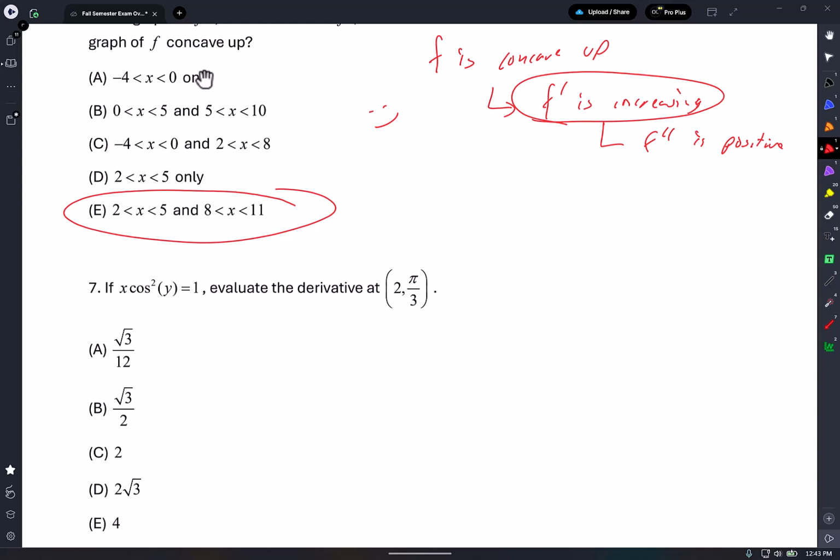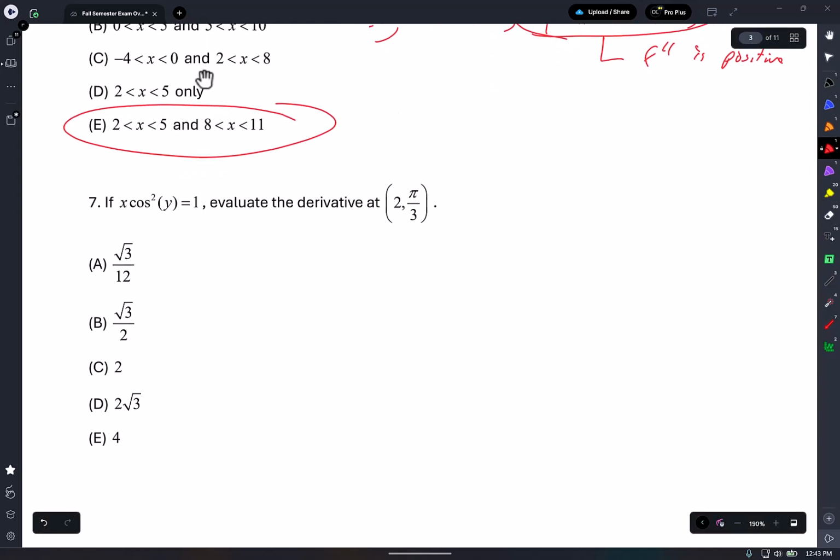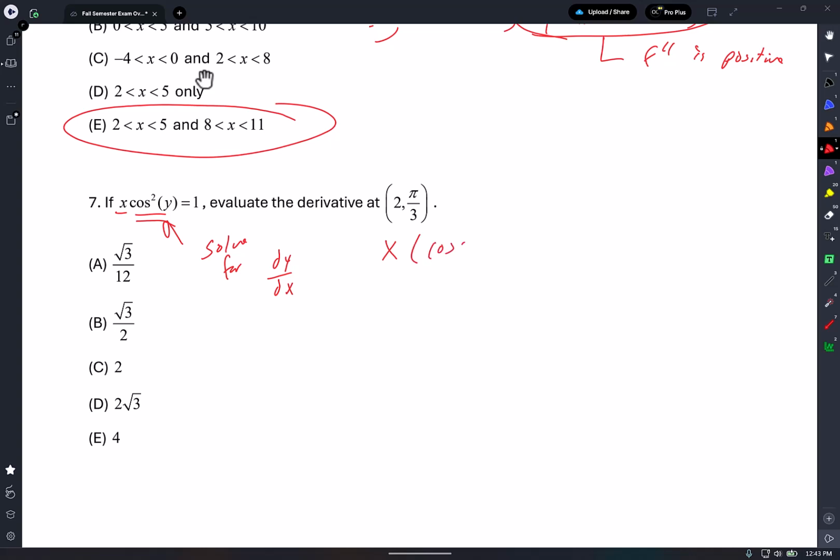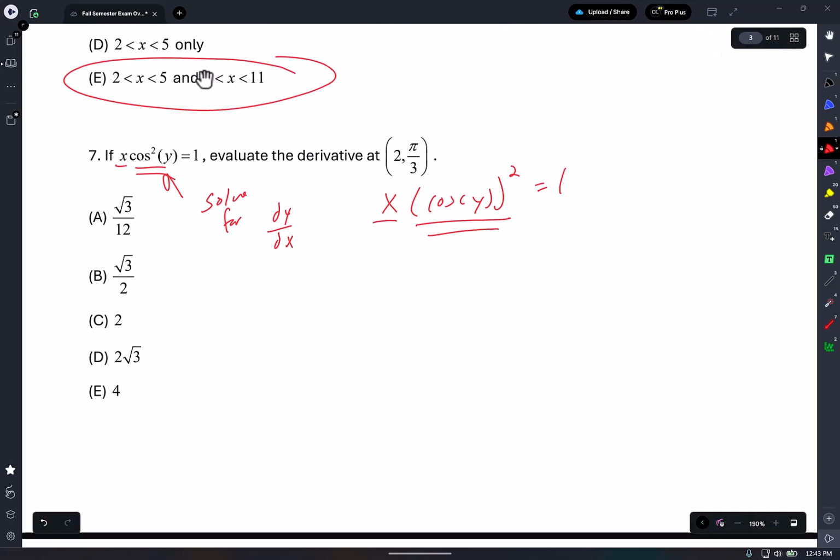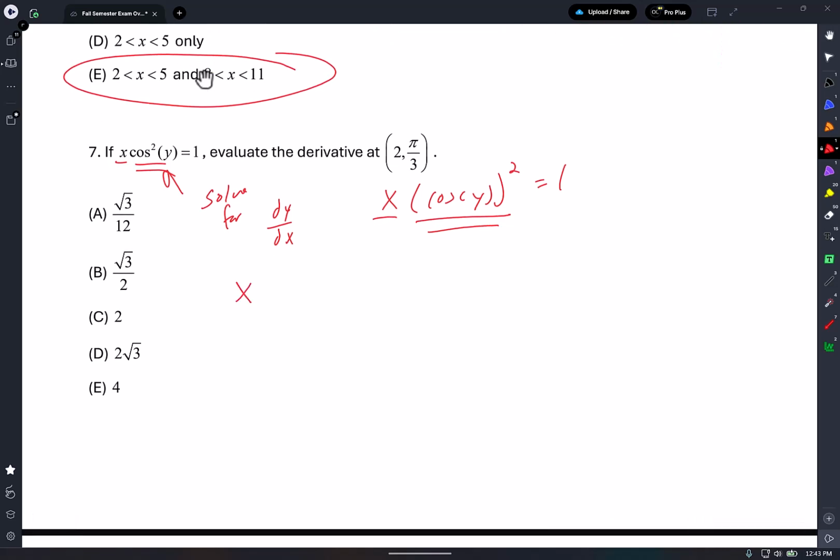If x cosine squared y equals 1, evaluate the derivative. Okay, so we got to take the derivative implicitly. You're still solving for dy dx. So here we go, product rule. If you want to rewrite it, guys, you can. X parenthesis cosine y, close squared equals 1. And then we're just going to do product rule right here, guys. So first times derivative of the second. Derivative of the second, you're going to go 2 parenthesis cosine y.